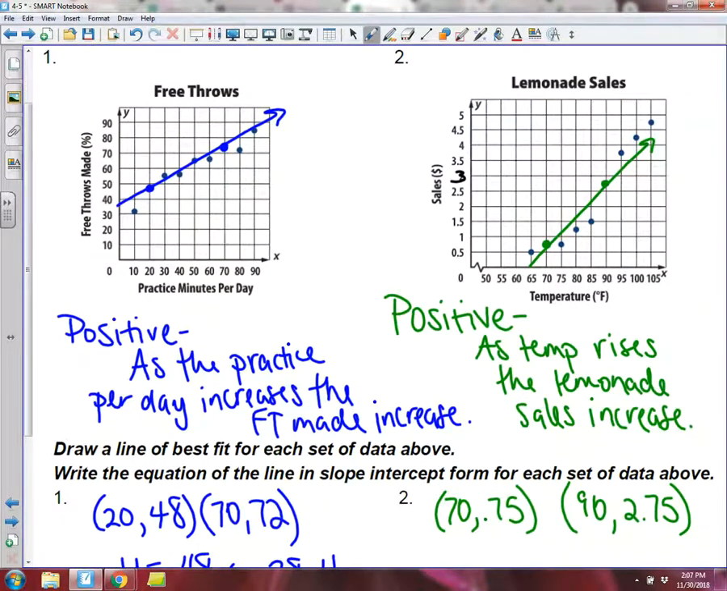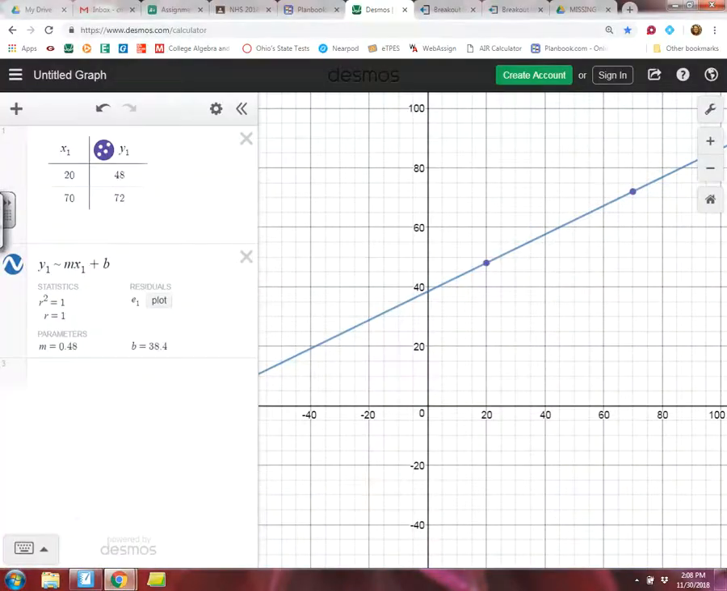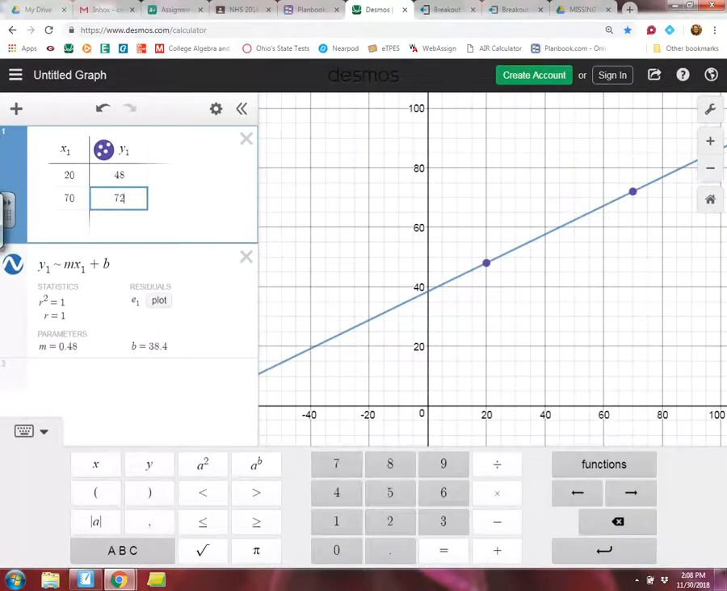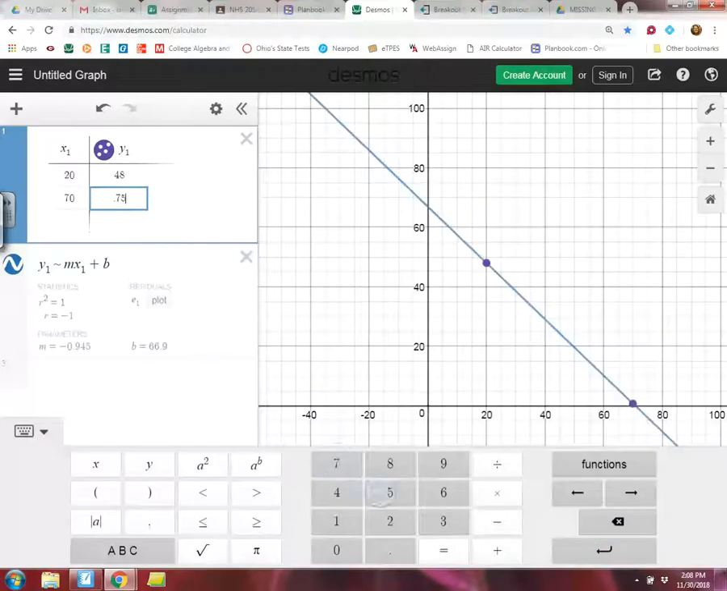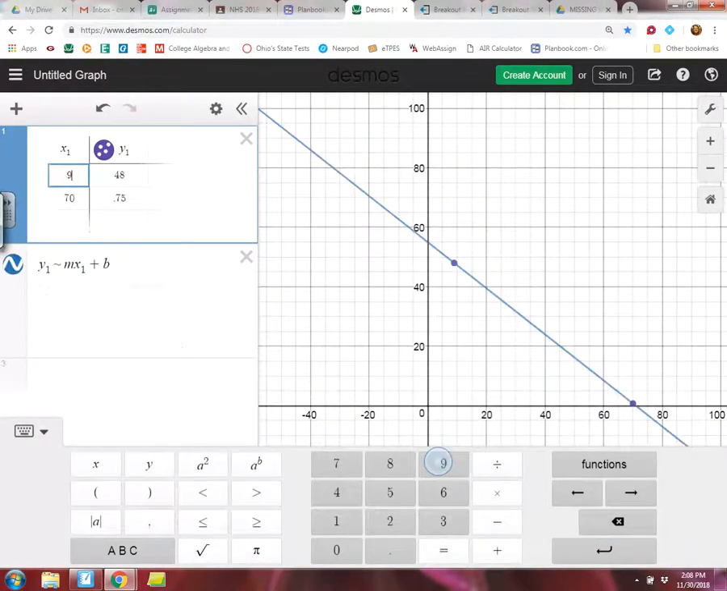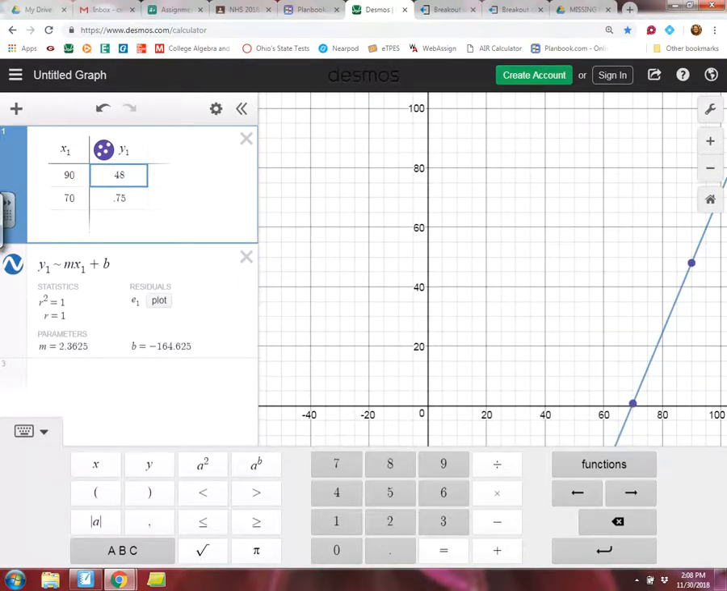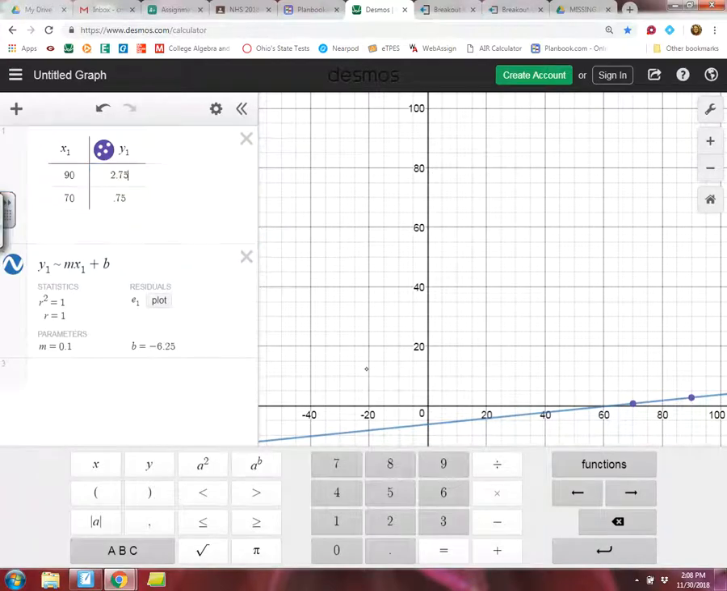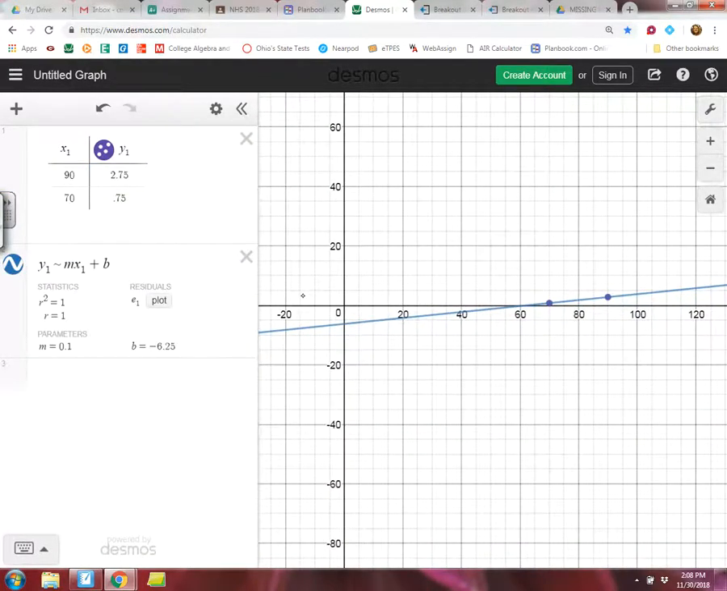How's everybody doing? Good? What are you going to do with those points now? Put them in a Desmos so you can get an equation. 70 and 0.75. What was the other one? 90 and 2.75. Ooh, what did you just say? Shallow. I like that word.